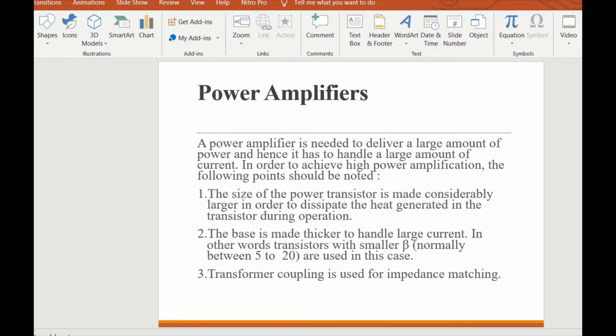In case of power amplifier, the value of beta is small. It is in the range of 5 to 20. But in case of voltage amplifier, the value of beta was 100. A power amplifier will give the maximum amount of power at the output when proper impedance matching is there. So transformer coupling is used for impedance matching in case of power amplifier.